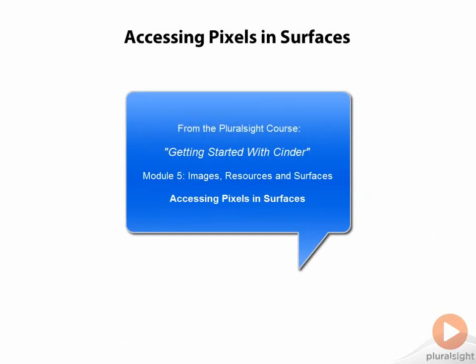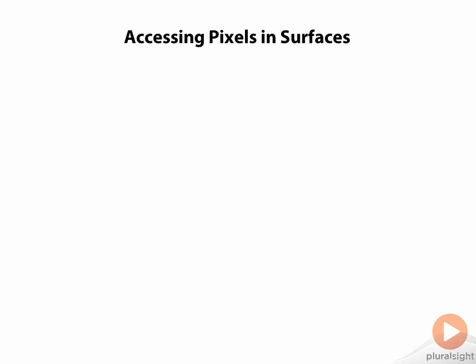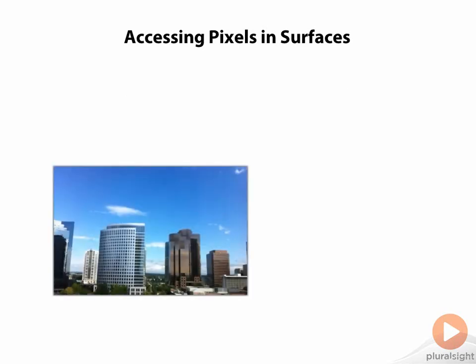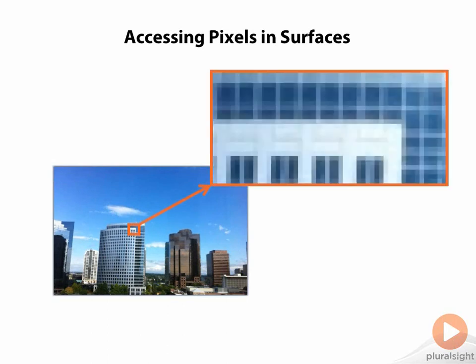A typical action that we may want to do on a surface is to read and possibly modify the content of the image. Let's consider a surface that represents some image. Now, let's zoom inside a small part of the image. As we can note, an image is just a rectangular area containing many pixels.